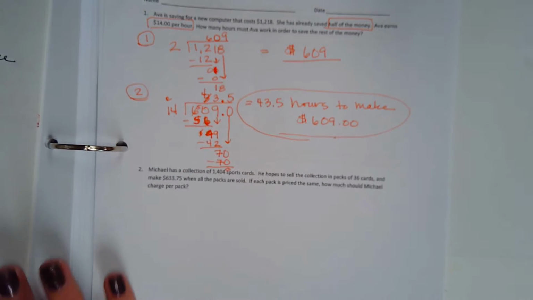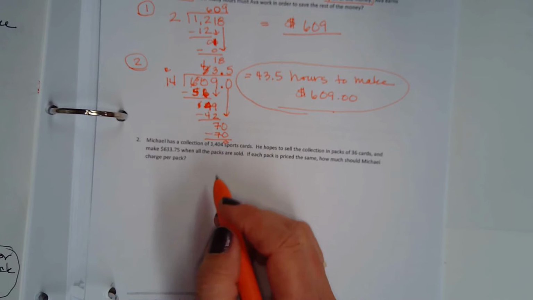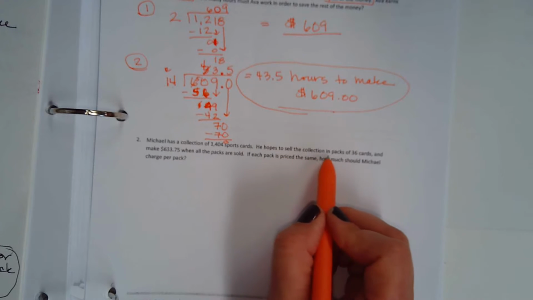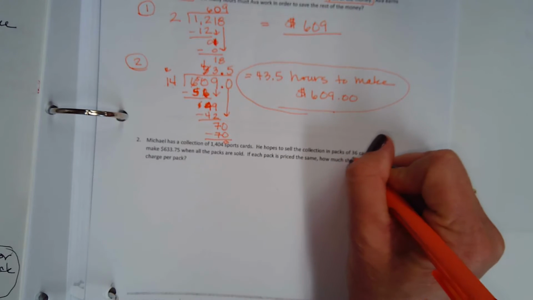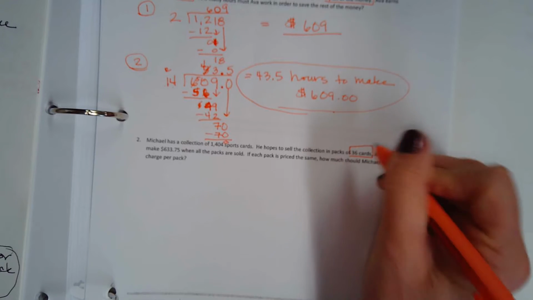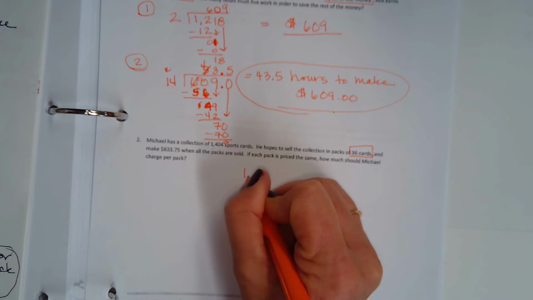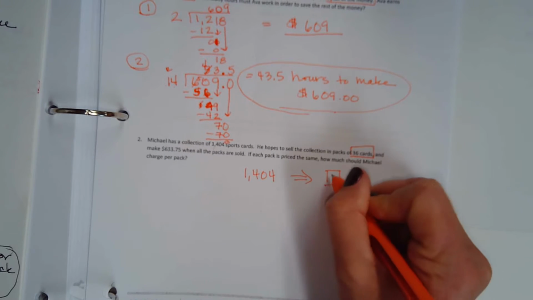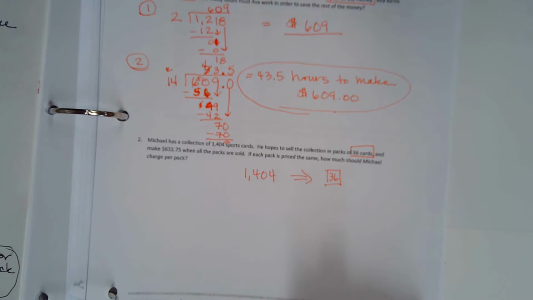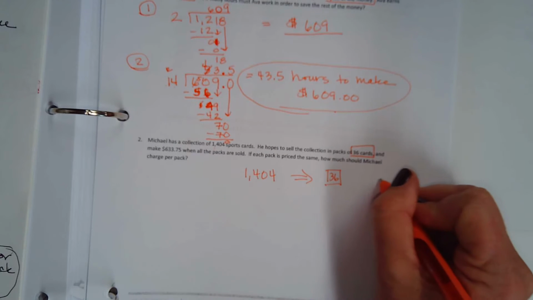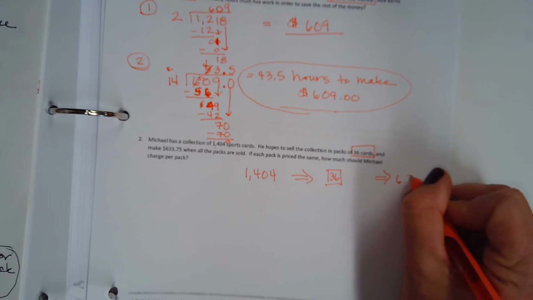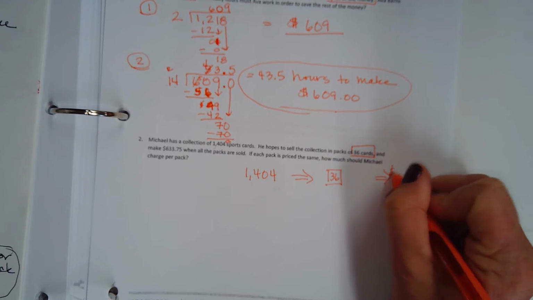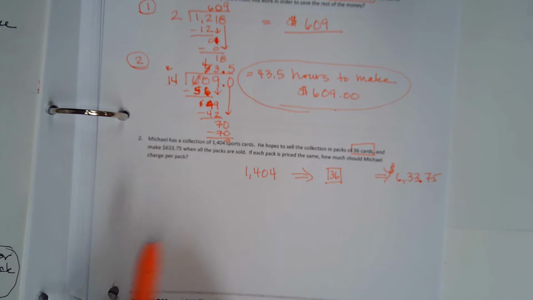Got it? All right, now Michael has a collection of 1,402 sports cards. He hopes to sell the collection in packs of 36 cards. So wait a minute. He is going to take this 1,404 and put them in packages of 36. And he wants to end up making $633.75 when all the packs are sold.